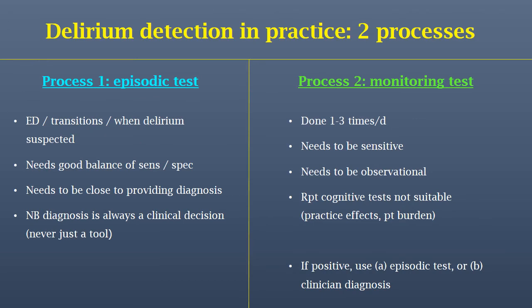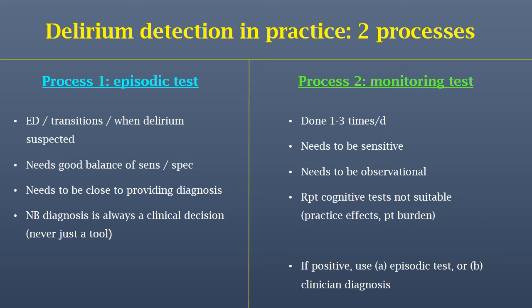These 2 scenarios are different in the sense that the first is maybe when you've met the patient for the first time, where you need to know quickly if they have delirium and where the information may be not complete and so on. And the second is when the patient might be in hospital for an extended period of time and you need to monitor new onset of delirium. So I would call this episodic testing, process 1, and monitoring, process 2.